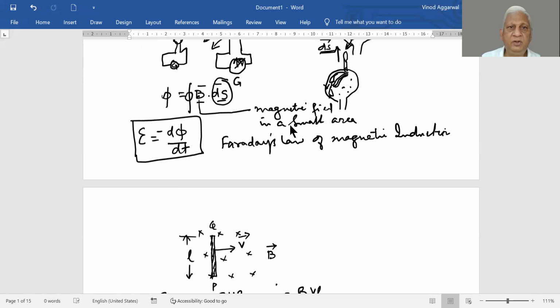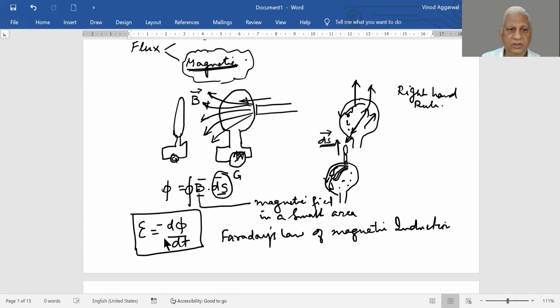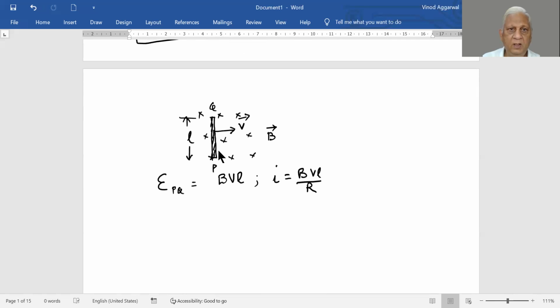Earlier we saw that to generate EMF, you had to have a loop. No, it is not necessary. You can generate EMF in a structure which is not a loop structure also. In this case, what happens is this conductor is cutting through the flux, through the magnetic field, and hence cutting the flux.